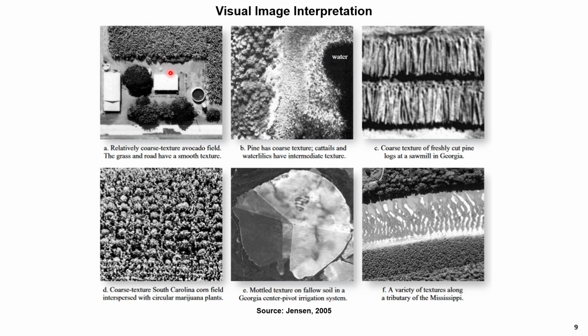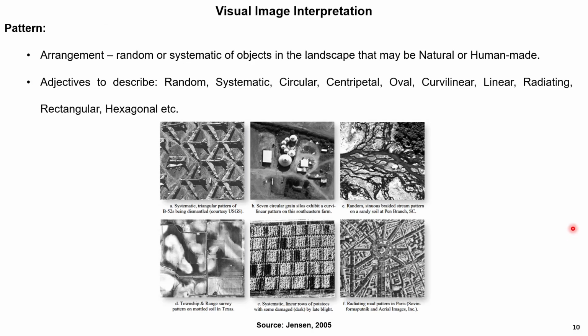And here there are some other examples I have put. So here you have different textures. Here you have some wooden logs piled up, and here you have two different types of crops. This has a relatively smooth texture than this particular side, and similarly we can analyze some of the images.